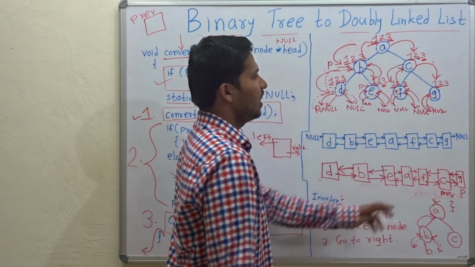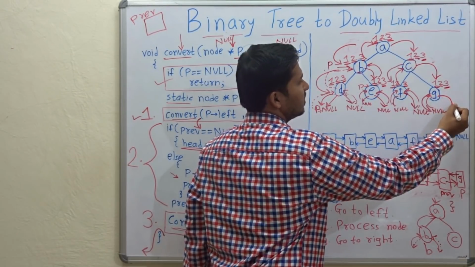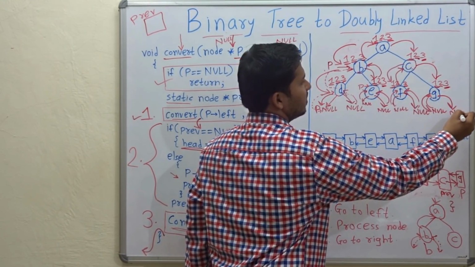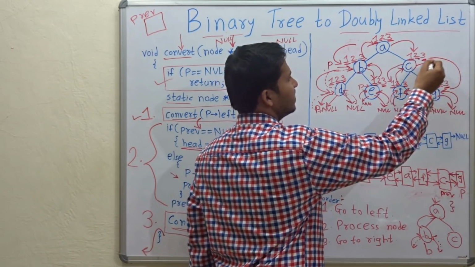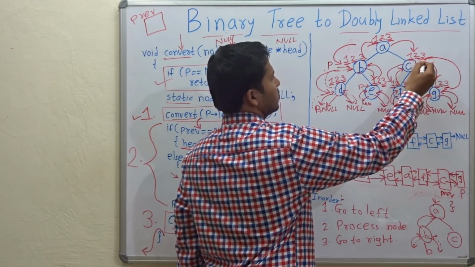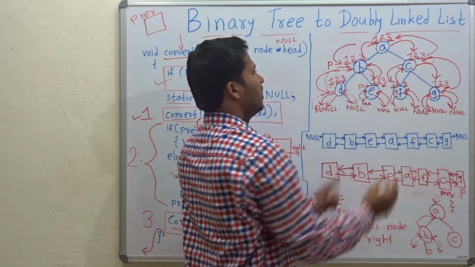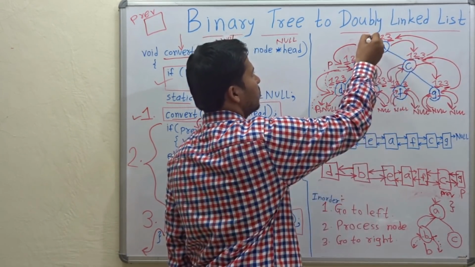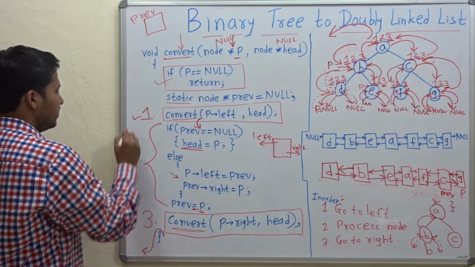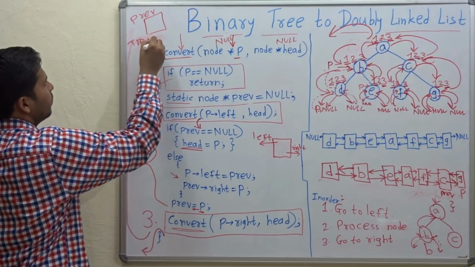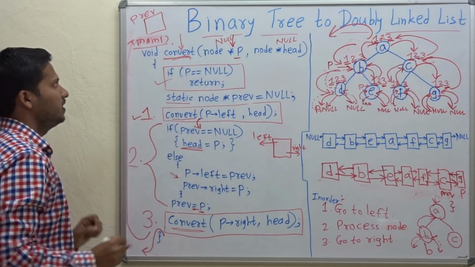Now, as the second step is over, let's go to the third step. The third step is going to the right. Right is null, so let's come back. All three steps are over, so let's return to its parent. Here also all three steps are over, so let's return to its parent. Here also all three steps are over, so we return from this code. We return to the main function from where the function is called.